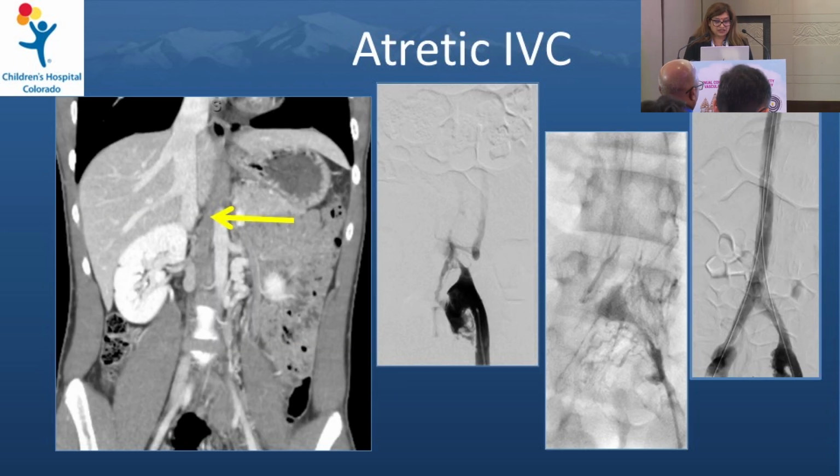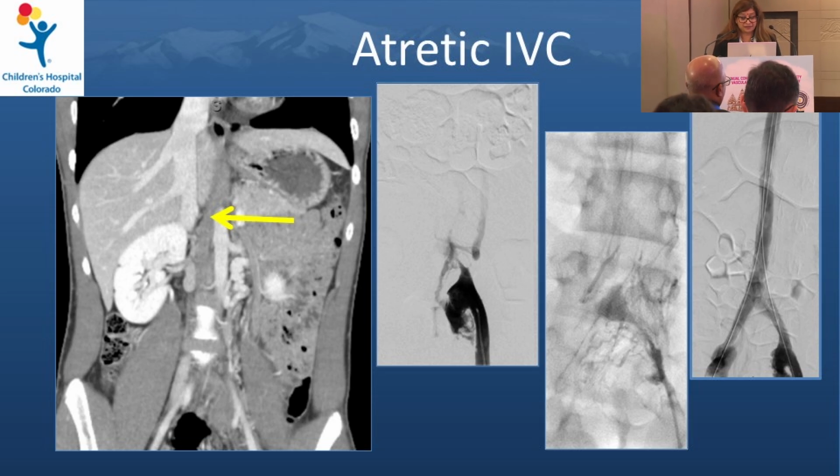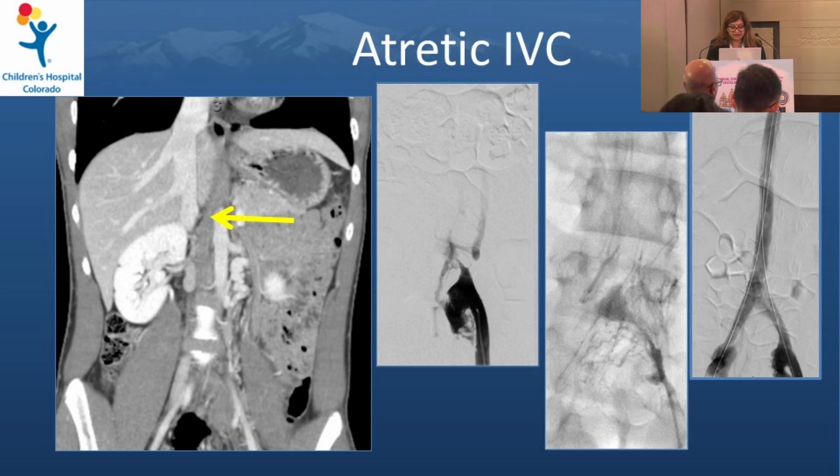But this is actually a case of May-Thurner where you can see that there's that impression of that crossing right common iliac artery over the vein, and you can see that the common iliac vein is then drained from that left lower extremity via collaterals in the paravertebral plexus. When you recanalize that and open that up and stent it open, you actually can get nice flow through that.